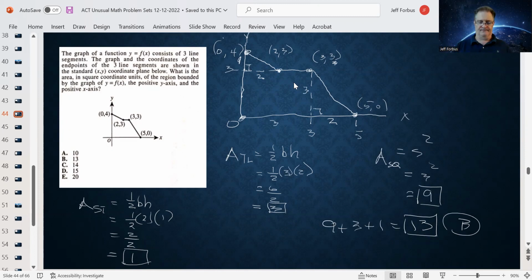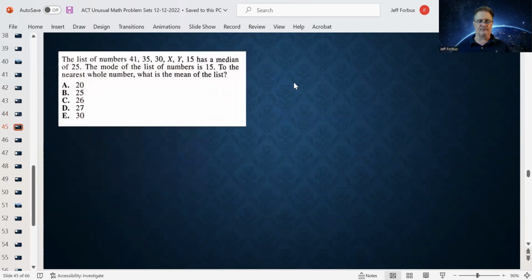All righty. Moving on to the next one. The list of the numbers 41, 35, 30, X, Y, 15 has a median of 25. The mode of the list is 15. To the nearest whole number, what is the mean of the list?